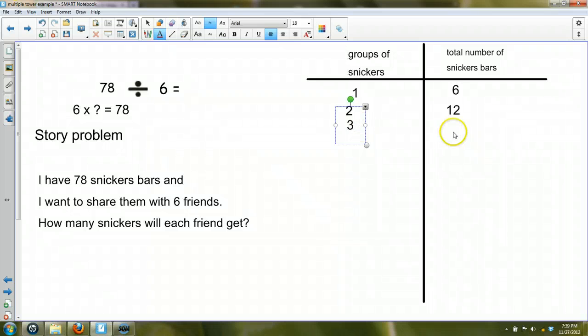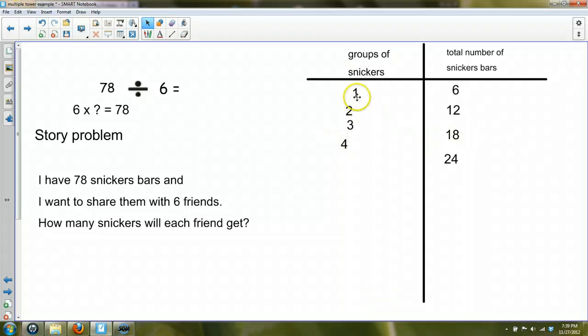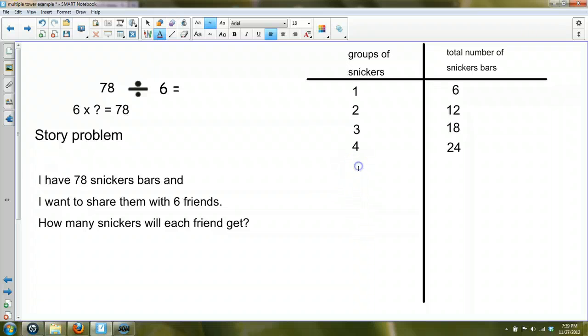3 groups, 3 times 6 equals 18. So now let's try 4 groups. 4 times 6 equals 24. And I just want to line these up a little bit better so that I can tell my 2 and my 12 go together. It's real important to keep your work neat when you're working on this so that you don't get confused with what you're doing. So now I'm going to count by, let's try 5. 5 times 6 equals 30. So now I have 6 times 6 equals 36.